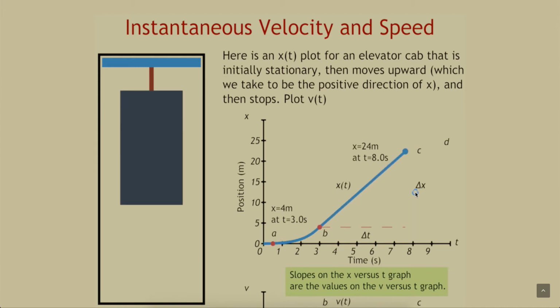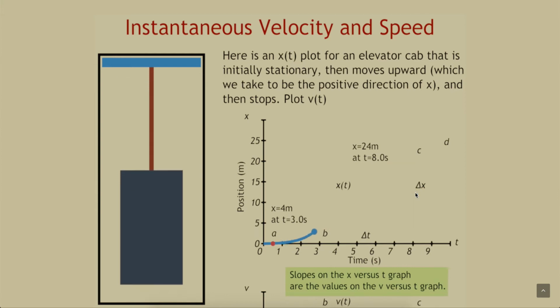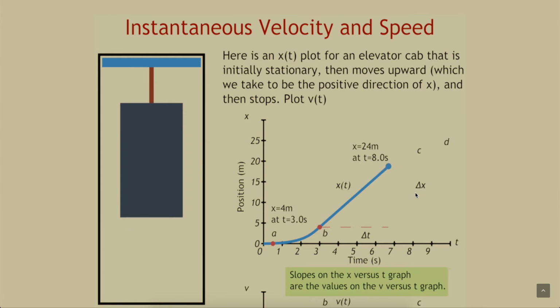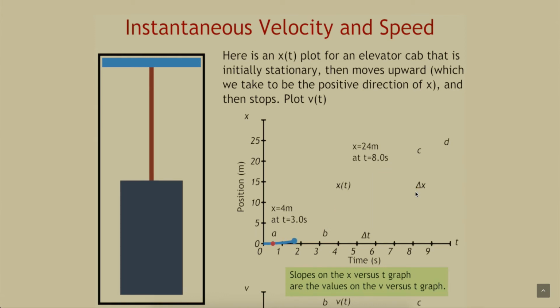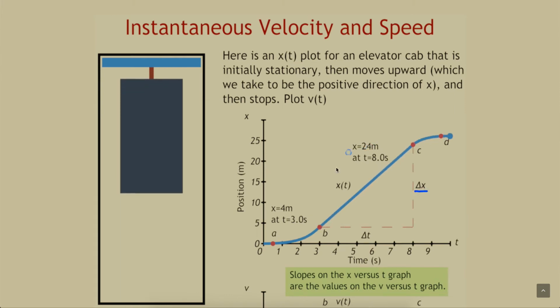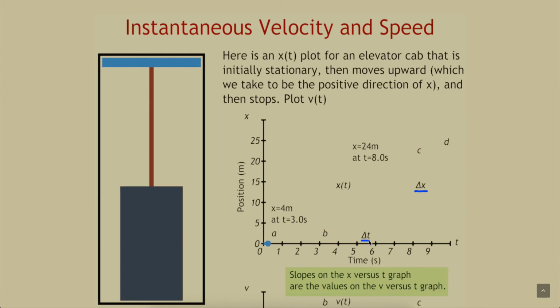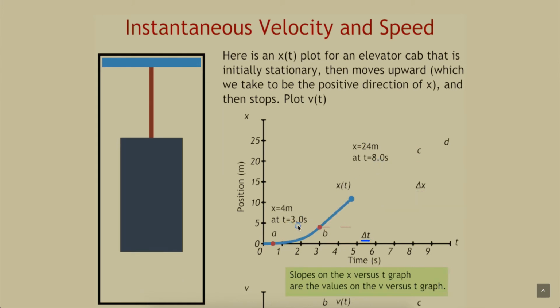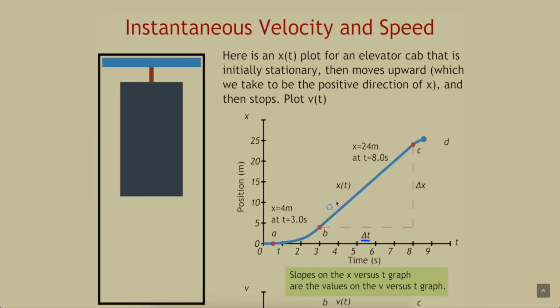Now, since the velocity of the entire portion from B to C is constant, then we can say the value we calculate is for B, C, and the time in between. The average velocity equation says that v equals delta x over delta t. Delta x is 24 minus 4, and delta t is 8 minus 3. Whatever is the result of that is the value of v in the velocity versus time graph from B to C.